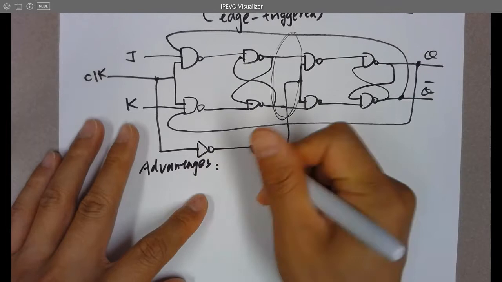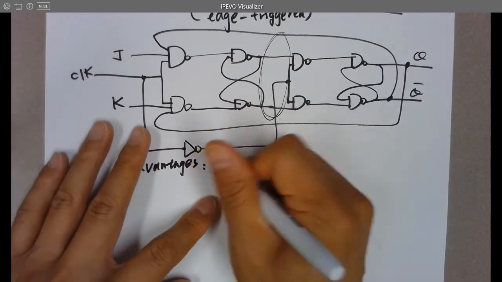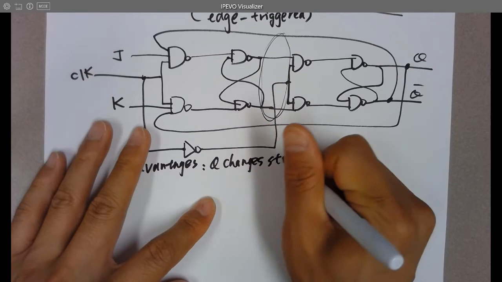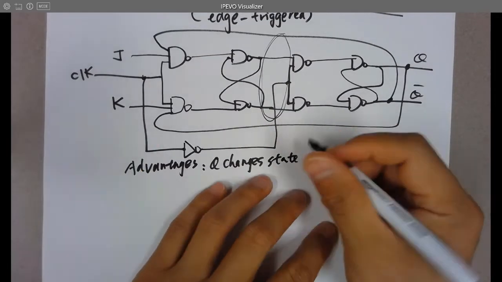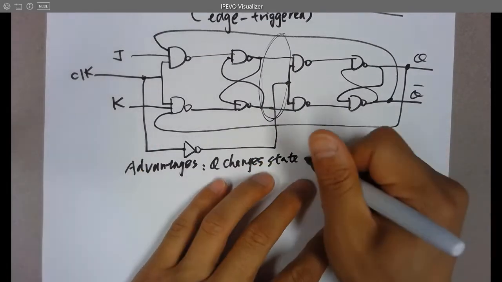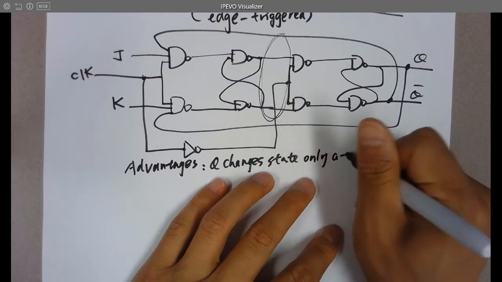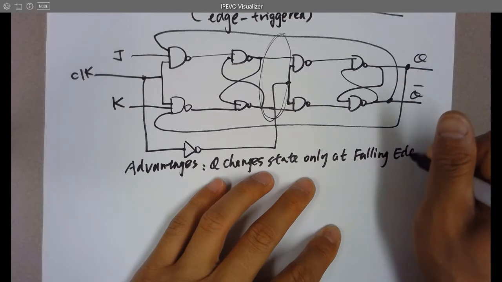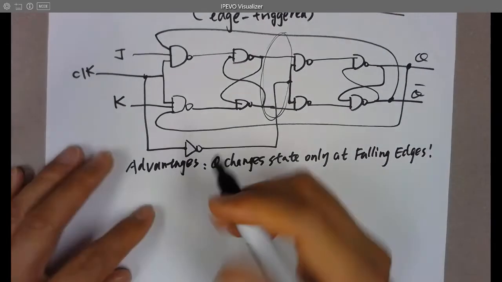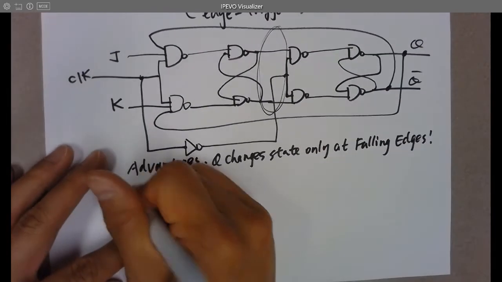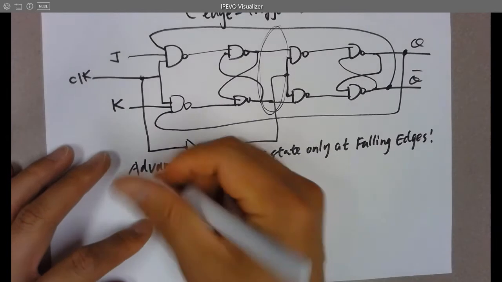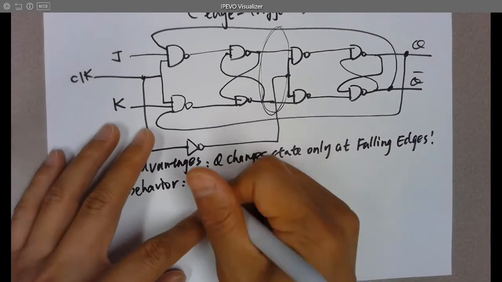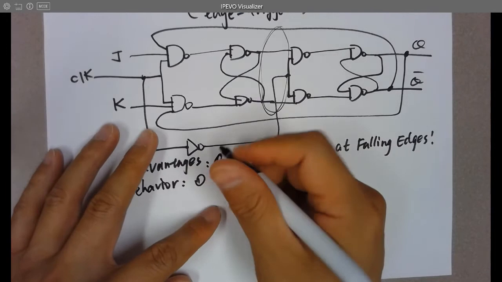Advantages. So Q changes state only at falling edges. Okay, that's the advantage. And behavior. Let's write it down in case you cannot remember that.